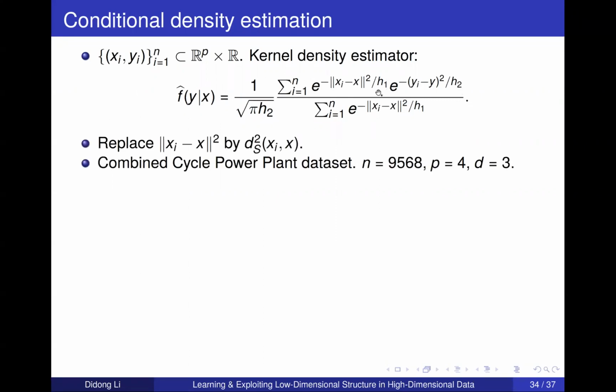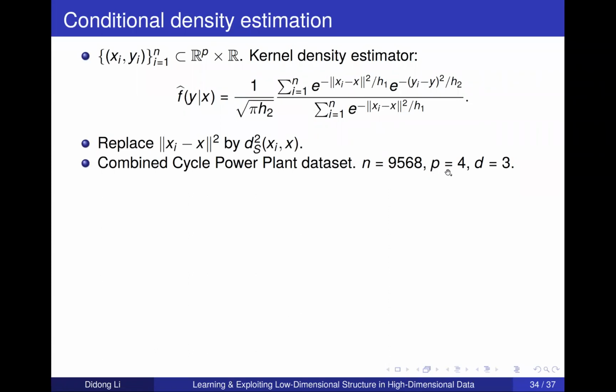So then we can replace this Euclidean distance by spherical distance. And then you will get the new kernel density estimator, which we can call a different kernel. I will talk about the new kernel in 1 minute. Here's another real data example, the combined cycle power plant data set.